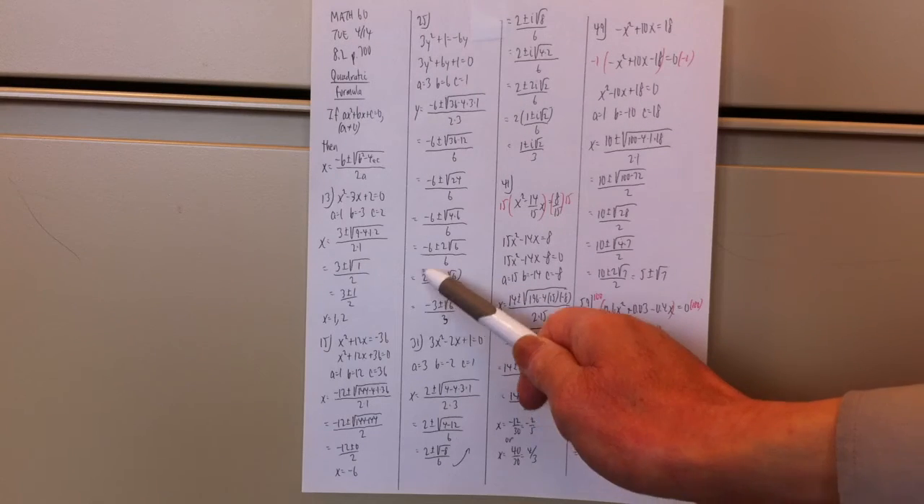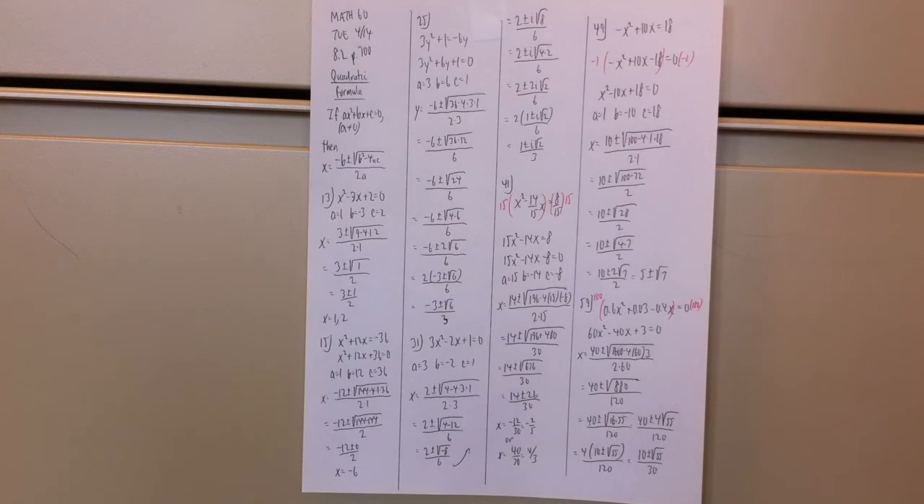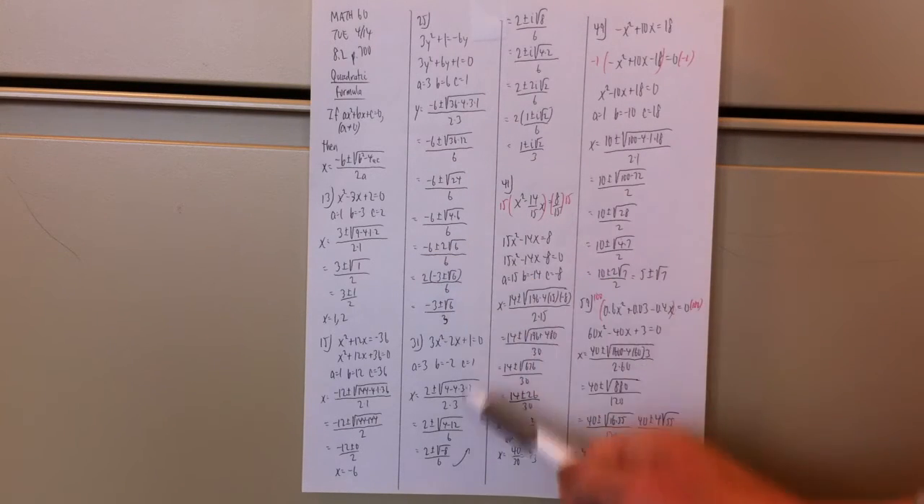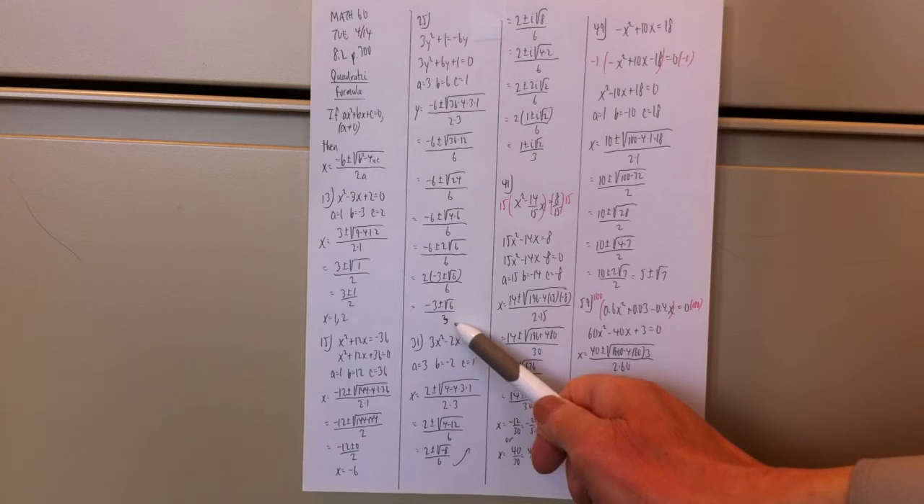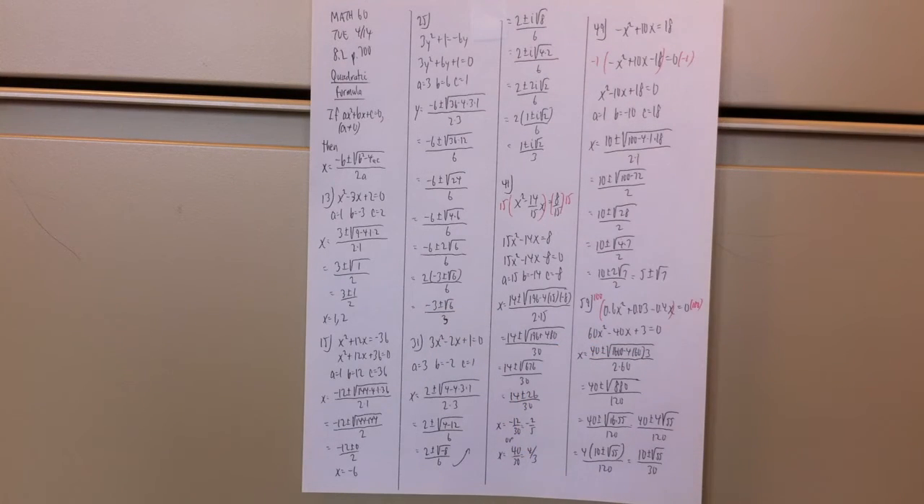So 2 times negative 3 plus or minus radical 6 all over 6. 2 was factored out of the top here. And then I'll cancel the 2 with the 6, leaving me with a 3 in the bottom. So negative 3 plus or minus radical 6 all over 3. So those are my two solutions.